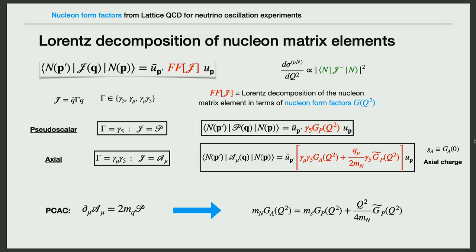It is very important to stress that the PCAC relation, which is a relation at the level of the operators that relates the four-divergence of the axial vector current to the pseudoscalar current, leads to a relation that the form factors must satisfy. And therefore, when we extract these form factors, it is very important to check whether this relation is satisfied or not. And previous calculations did not satisfy this relation. So the form factors were extracted unreliably, let's say.